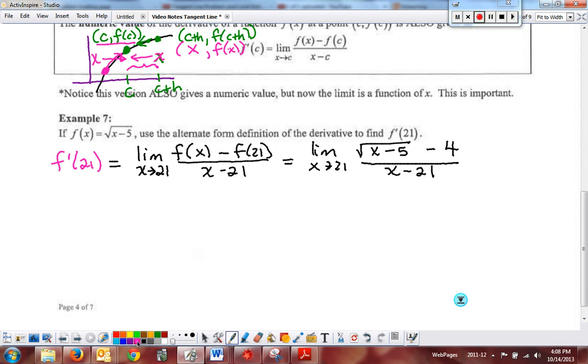Now, before I actually do the algebra to calculate this limit, if you take a look at this again, where are we going to see this? You're going to see this in the multiple choice section. They're going to say, hey, what is this?